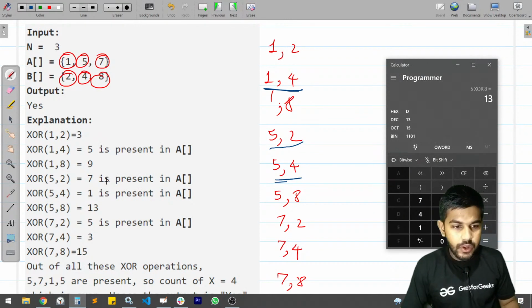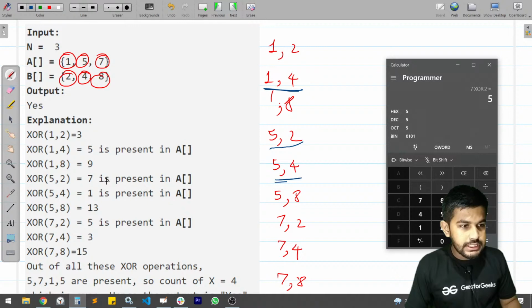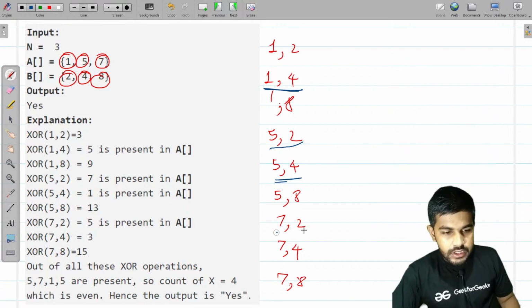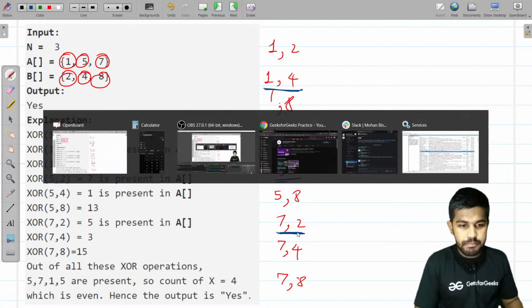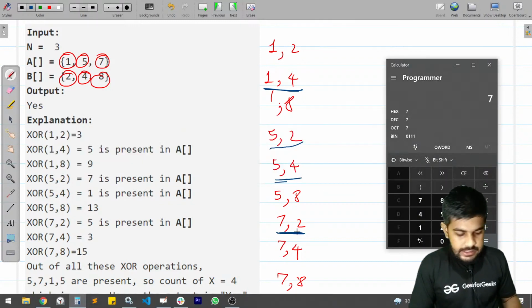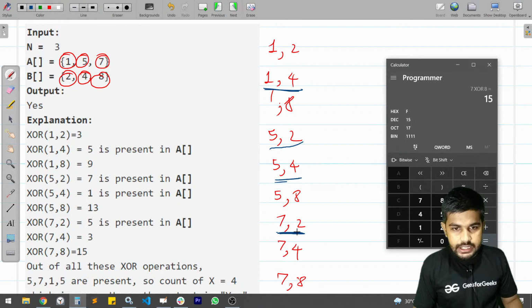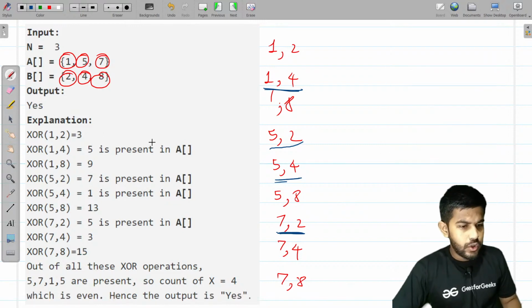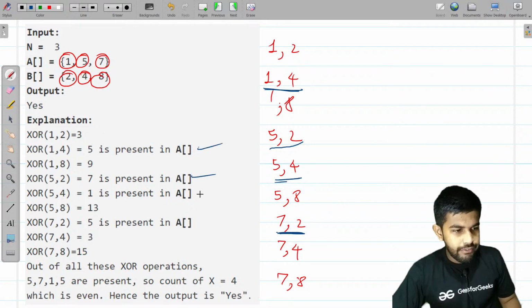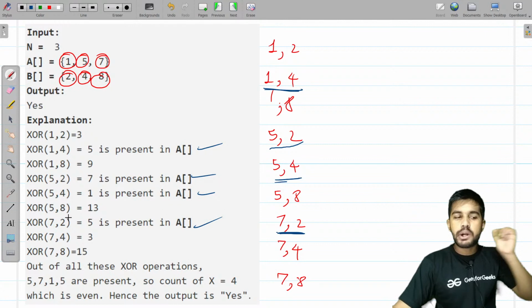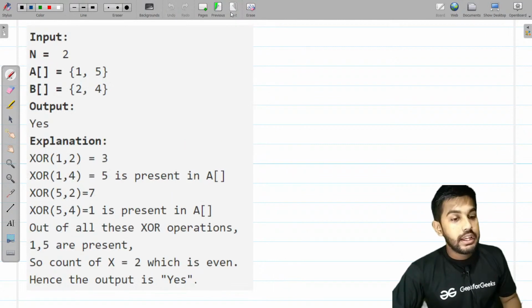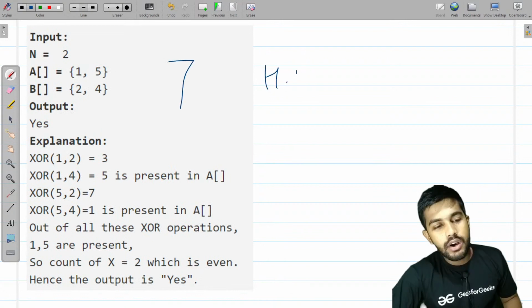5 XOR 8 is 13, which does not exist. 7 XOR 2 is 5, which exists, so this is also a valid pair. Then 7 XOR 4 is 3, which does not exist. 7 XOR 8 is 15, which does not exist. So there are 4 pairs: 1 4, 5 2, 5 4, 7 2. I have completely shown you how we are taking out the values. Considering this example would be homework for you.